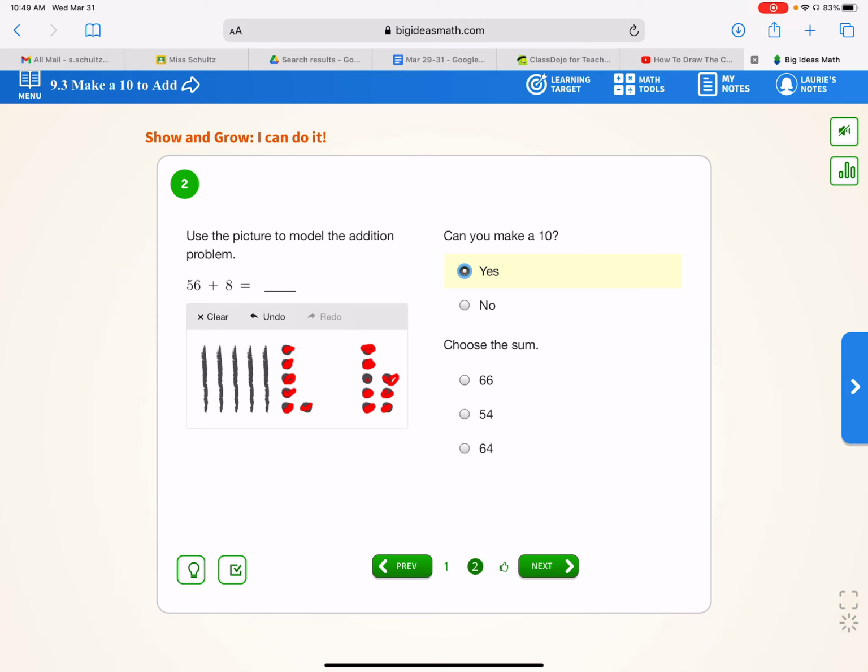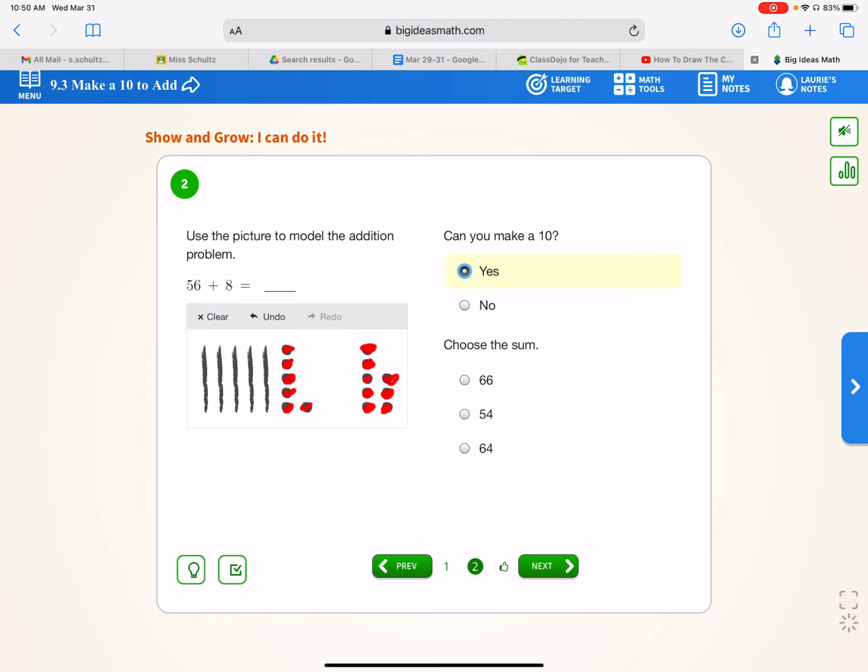And now it's asking us to choose the sum, choose the answer. And this might be a confusing part because we do have more than we have in our ones place. We're working with a sum that's greater than 10. So you're like, oh no, Miss Schultz, I'm kind of confused on this one. It is okay. But this is how we're going to solve our work to make it easy on us. So if we look over here, we have 1, 2, 3, 4, 5, 6, 7, 8.